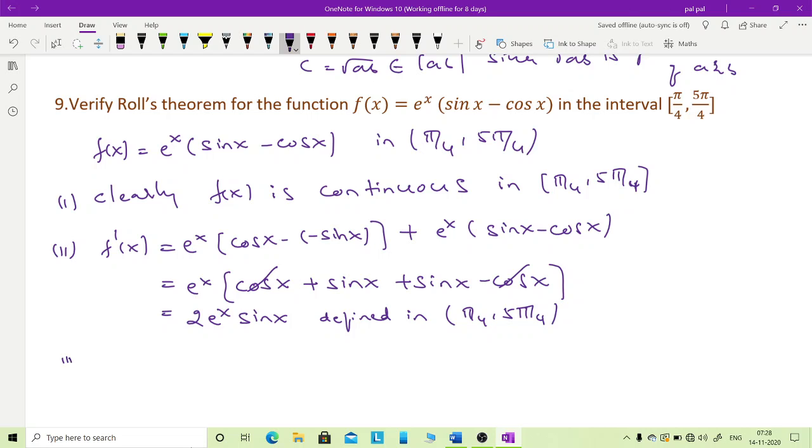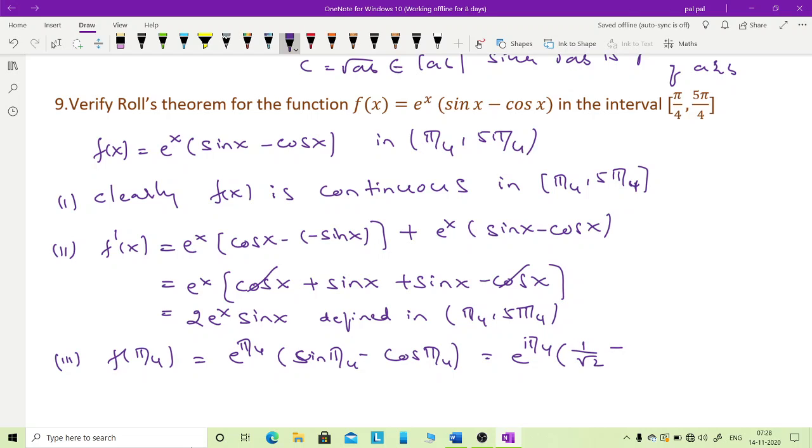Third condition, f of pi by 4. f of pi by 4 is equal to e to the pi by 4 into (sin pi by 4 minus cos pi by 4), which is equal to e to the pi by 4 into (sin 45 degrees is 1 by root 2, minus cos pi by 4, which is also 1 by root 2). 1 by root 2 cancels with 1 by root 2, 1 minus 1 becomes 0. So f of pi by 4 is 0.